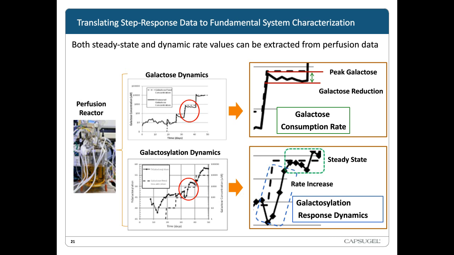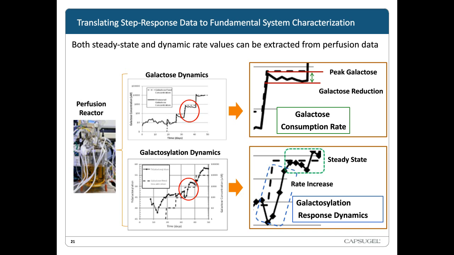The other part is look at the galactosylation response. Here, not only do you get the new steady state value, but you get to see how the cells responded, how long it took them to change the rate of galactosylation. And this is key information that you have to have if you're making a control model. You have to understand the rate of change, not just the final steady state values.